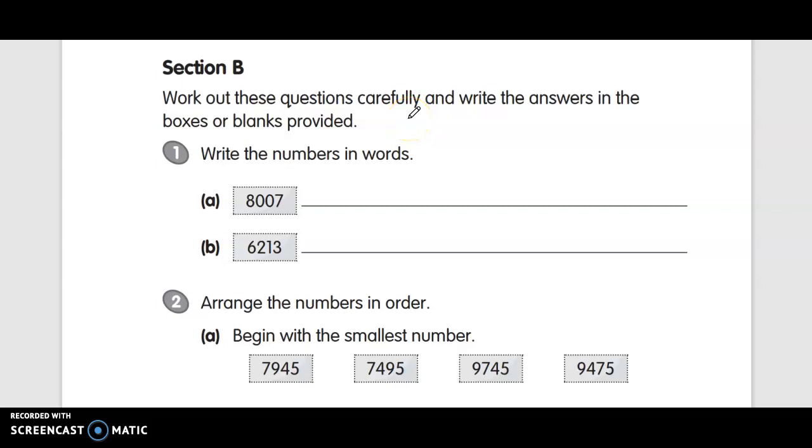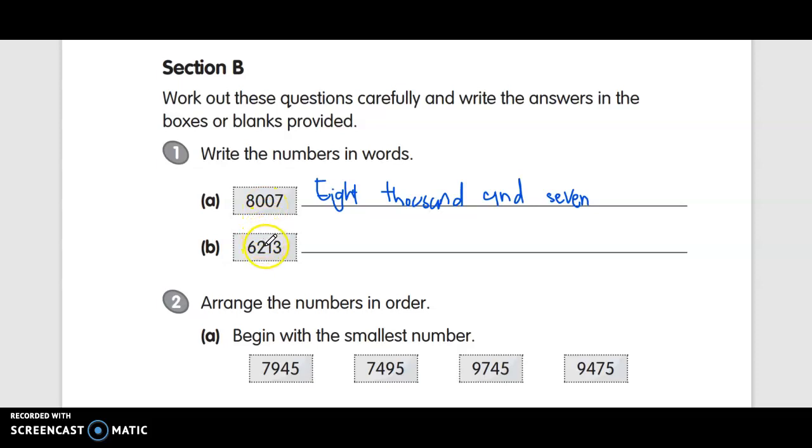Okay, so boys and girls, let's move on to section B. Work out these questions carefully and write the answers in the boxes or blanks provided. Write the numbers in words. Okay, 8,007. I'm going to spell it out here. 8,007. So there's no need for a comma, alright, because there's no hundreds place.